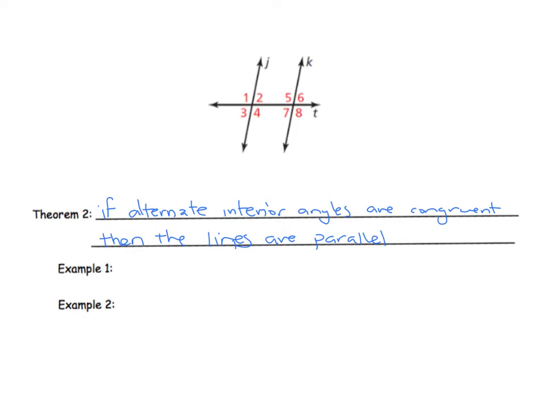Next theorem: if alternate interior angles are congruent, then the lines are parallel. Remember, interior means we look at the ones inside of the parallel lines. So I would say angle 2 is alternate interior with angle 7. And the other example would be angle 4 is alternate interior with angle 5.